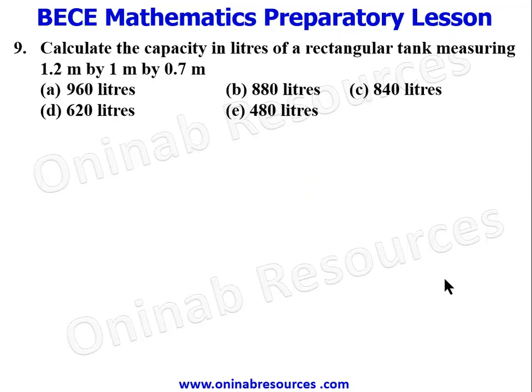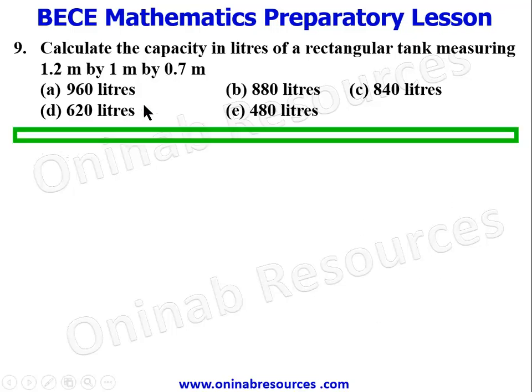We go to problem 9. For problem 9, calculate the capacity in liters of a rectangular tank measuring 1.2 meters by 1 meters by 0.7 meters. To find the solution, we have to find the volume of the tank first. And the volume of the tank is length times breadth times height. So our length is 1.2 meters, breadth is 1 meters, and the height is 0.7 meters.